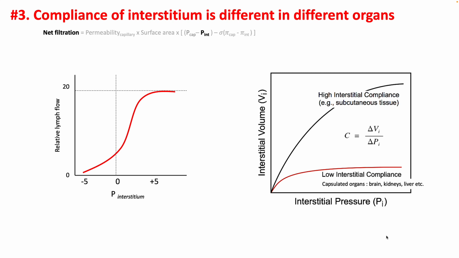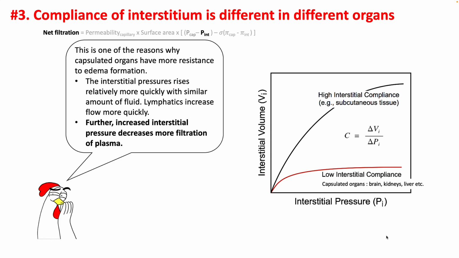The compliance of interstitium is different in different organs. And in the previous lecture, you learned that as your interstitial pressure increases, your relative lymph flow increases up to 10 to 20 times. Encapsulated organs like brain, kidneys, and liver have low interstitial compliance, so any small increase in volume will increase their pressures, so increase their lymphatic flow. So this is one of the reasons why capsulated organs have more resistance to edema formation, because the interstitial pressure rise relatively more quickly with similar amount of fluid, so lymphatics increase their flow more quickly.